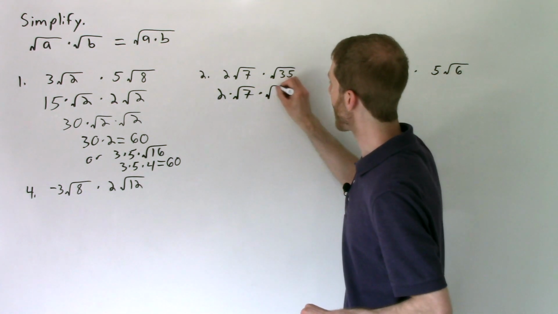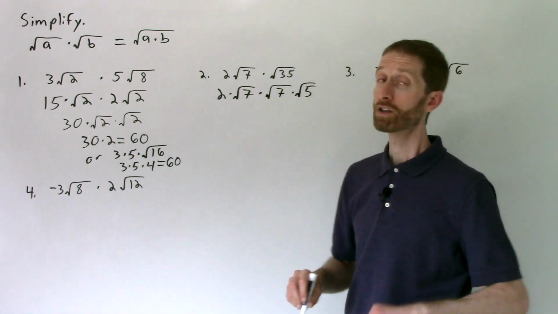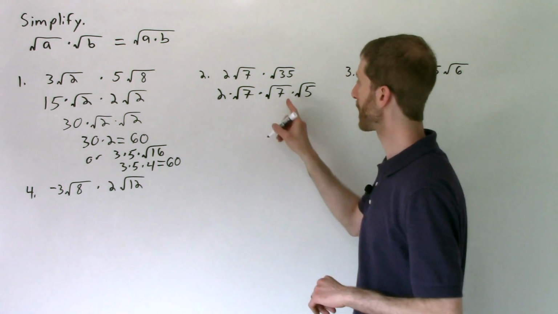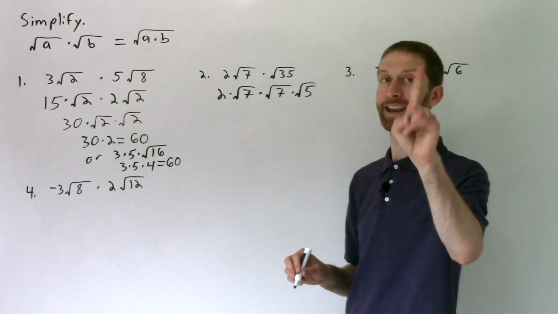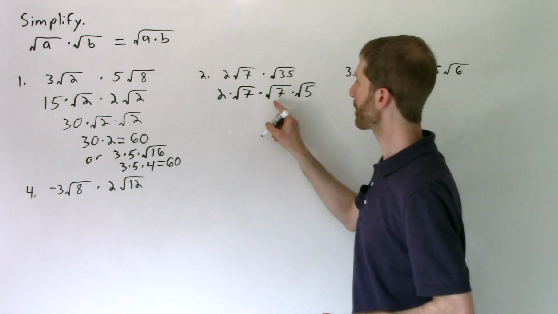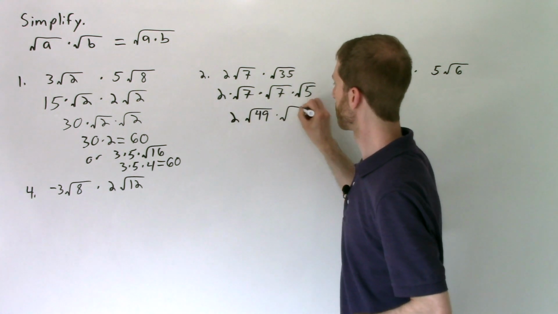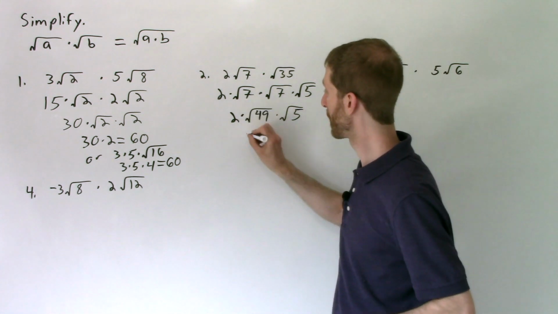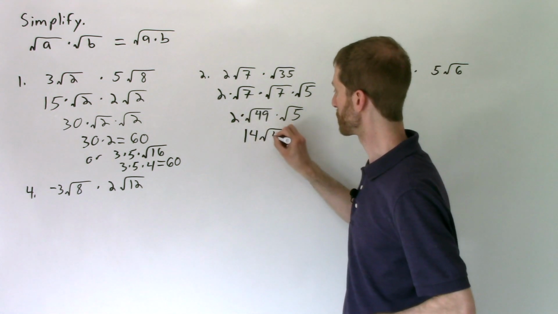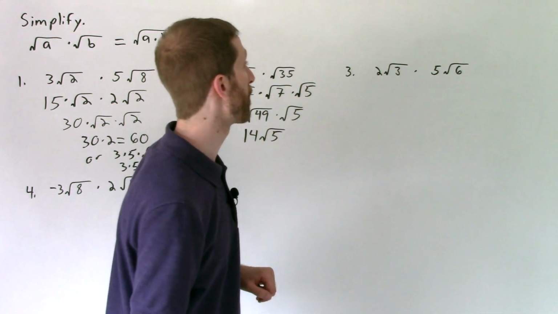I break this down into root 7 and root 5. There's no perfect squares that go into 35, but I notice that root 7 goes into 35, which is the same as that. Now we have good news. The square root of 7 times the square root of 7 is root 49. The square root of 49 is 7, times 2 is 14, times the square root of 5. Nice, really nice. Okay, let's keep rolling.